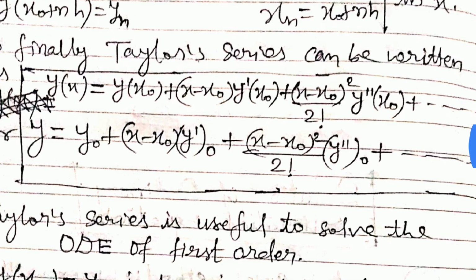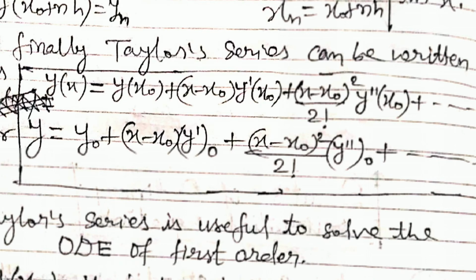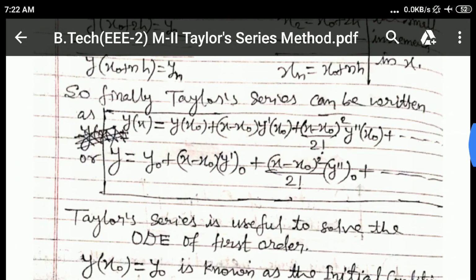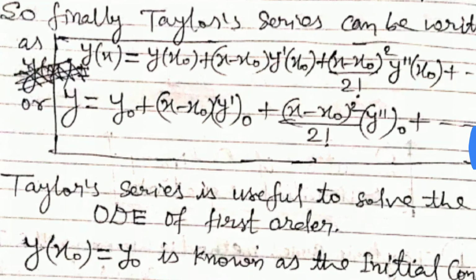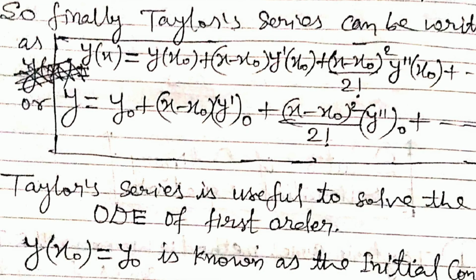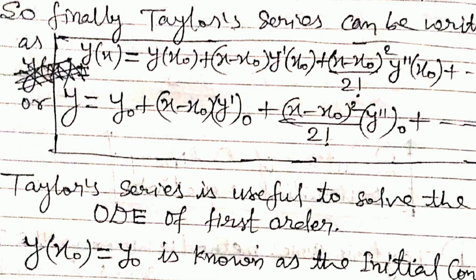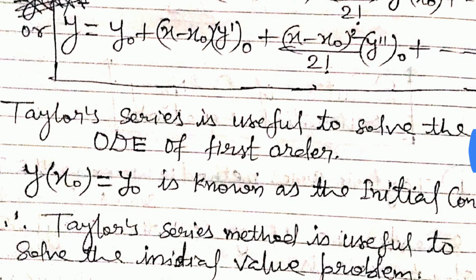Generally y(x naught) is represented by y naught also. y naught and y0 both are the same thing. So what is y naught? y naught is the value of y when input x is equal to x naught. So that means you can write y naught in place of y(x0). So that's the Taylor series.